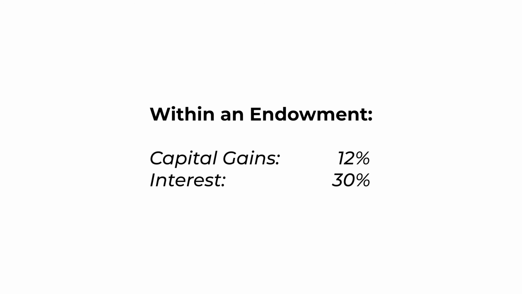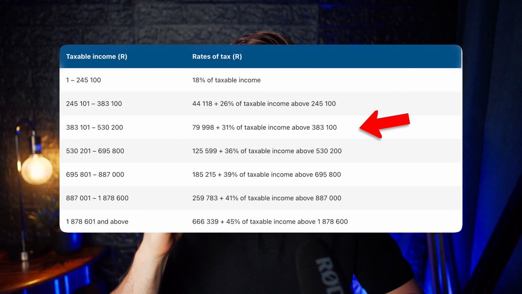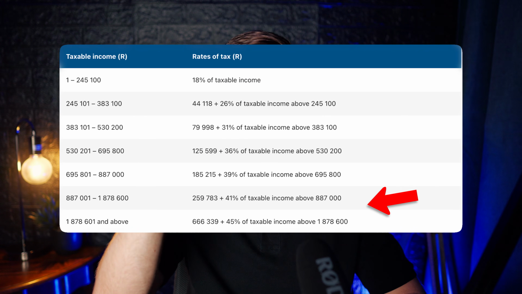But within an endowment, capital gains are taxed at a flat rate of 12%, and interest is taxed at a flat rate of 30%. So if you are in the 31% marginal tax bracket or higher, and you are looking to invest for a medium to long-term goal, an endowment could potentially put thousands back in your pocket every single year, which is money that you would have otherwise lost to taxes.